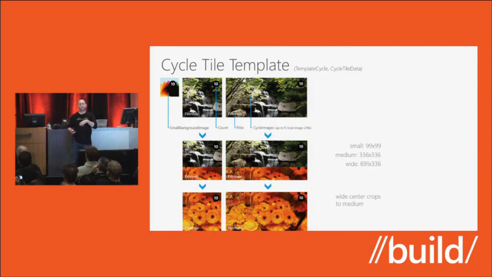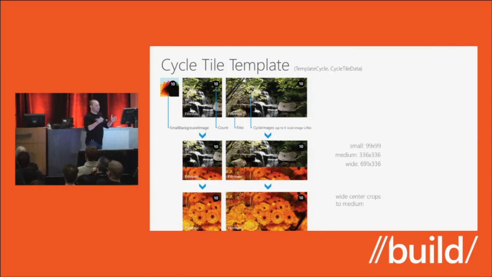Again, it supports all 3 sizes. The small one doesn't animate. The small one is a static image. The medium and wide sizes share a set of 9 images. So you've got 9 local images that you can provide to this tile. It doesn't take remote images because 9 images is kind of a lot to download on any kind of frequent basis. We're trying to be a little conscious of the user's data plan.